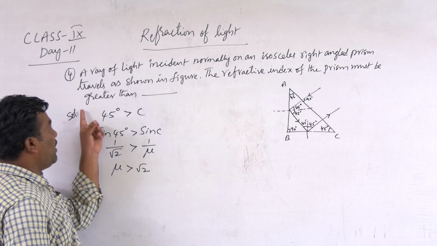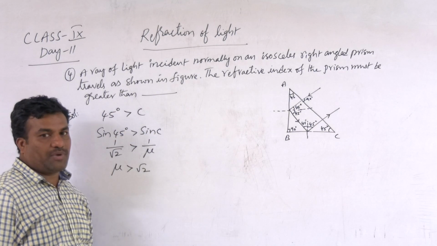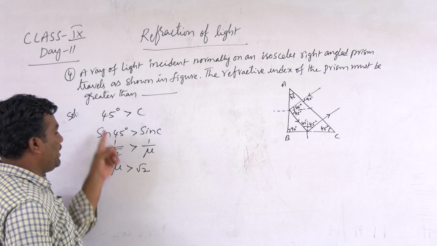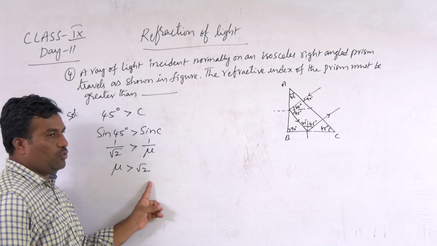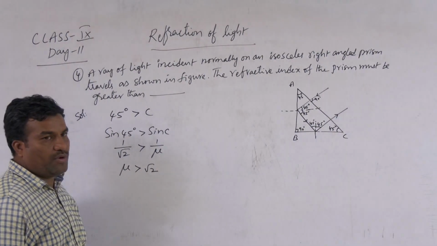So the refractive index of the prism must be greater than root 2. Is it clear to everyone? Mu greater than root 2.